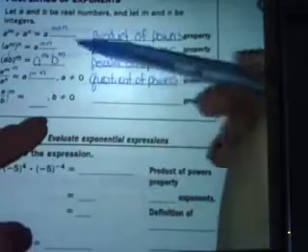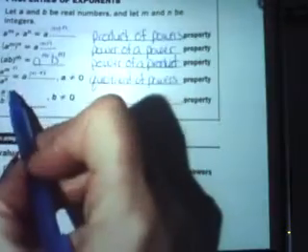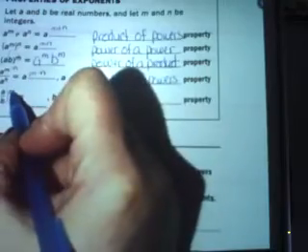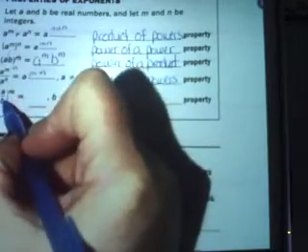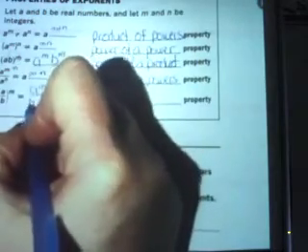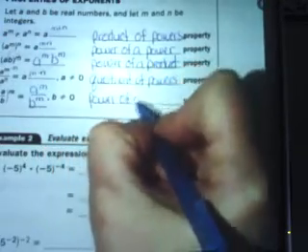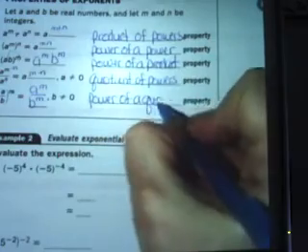And our last property with division, I can see I have a power of a quotient. I have to distribute this exponent to the numerator and to the denominator. So I'm going to have a to the m divided by b to the m. Again, that was the power of a quotient. That was a review from lessons 8.1 and 8.2.